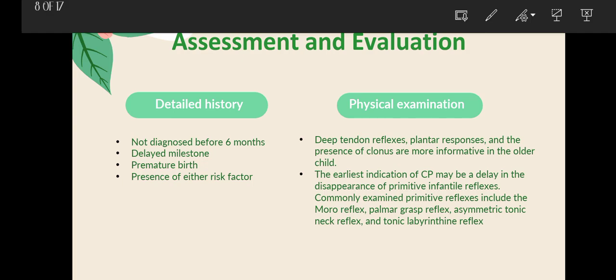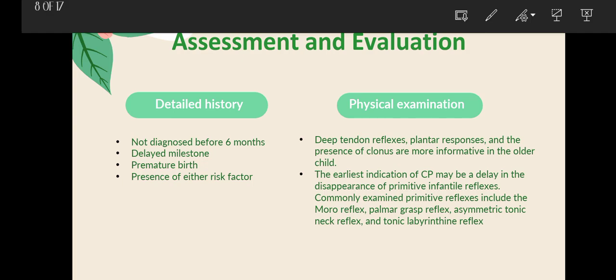The second is premature birth. If the infant is born before the 9 months of pregnancy, then there is a chance that the patient is suffering from cerebral palsy. As we have discussed the different risk factors in different periods of life, if any one of these risk factors is present, then the patient can suffer from cerebral palsy.